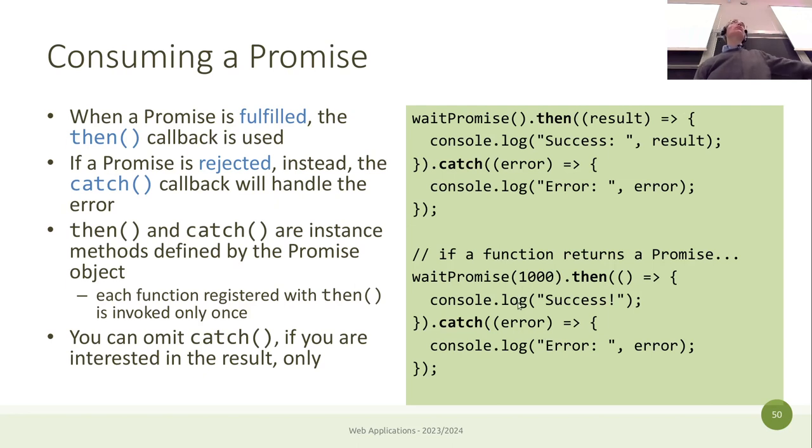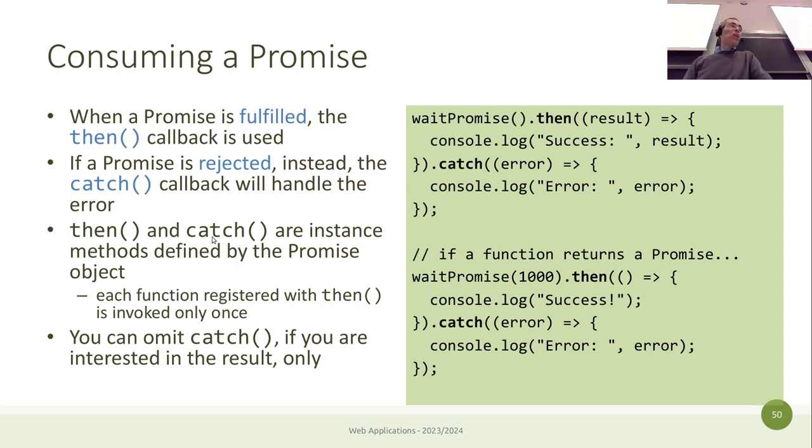So either the promise is fulfilled or it's rejected. So either the first callback, the then, so the console log success, is executed, or the console log error is executed, okay? Because the promise starts in pending state, and then is either fulfilled or rejected. There's just one possible path. It cannot go back. If we need another promise, we create a new promise. That's all.